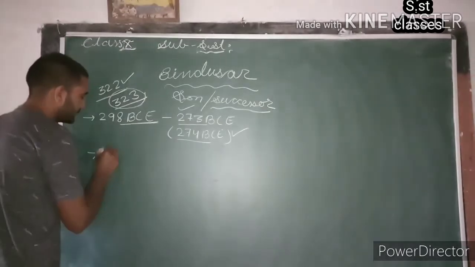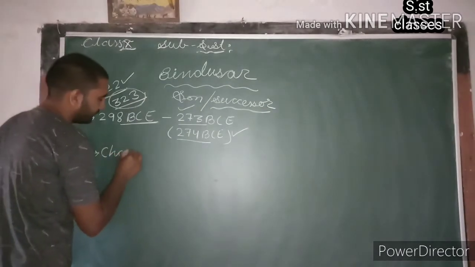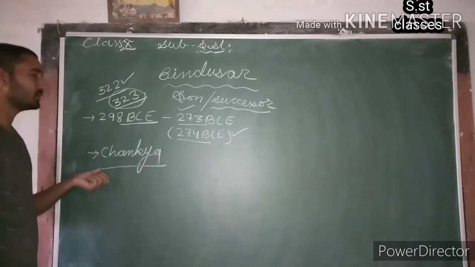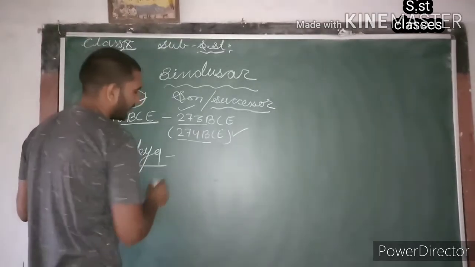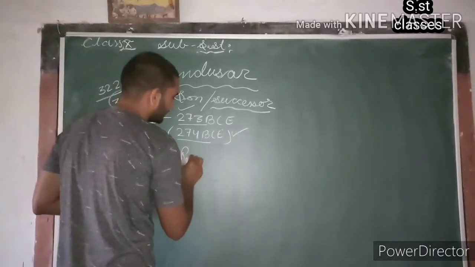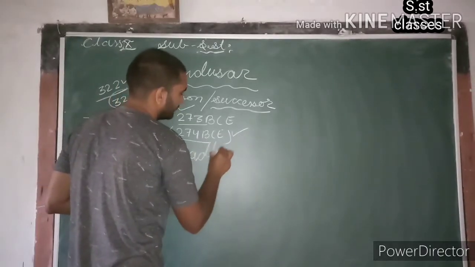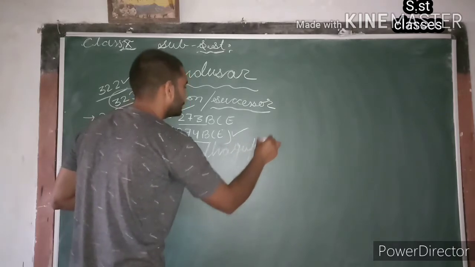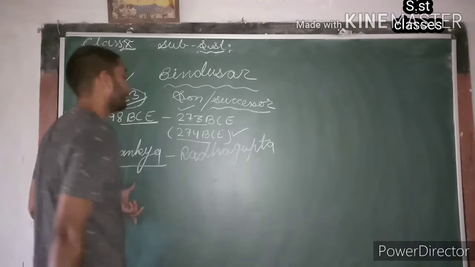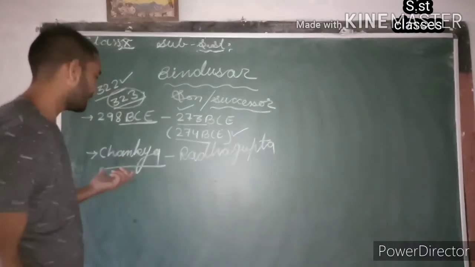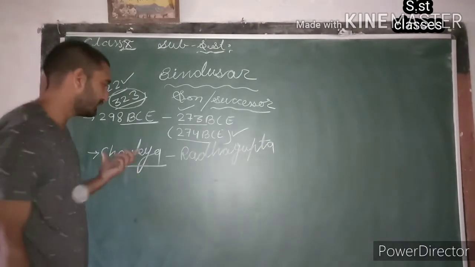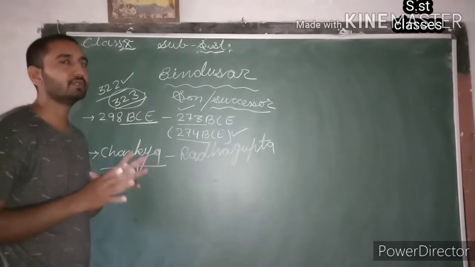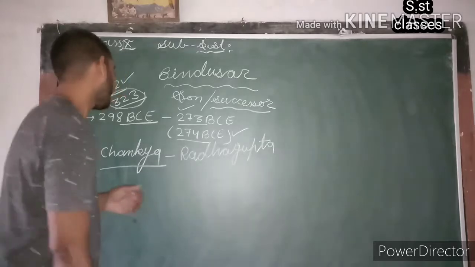The Prime Minister of Bindusar was Chanakya. Chanakya was also the Prime Minister of Bindusar. At first, Chanakya was the Prime Minister of Bindusar, and after the death of Chanakya, Radha became the Prime Minister of Bindusar. Is that clear?